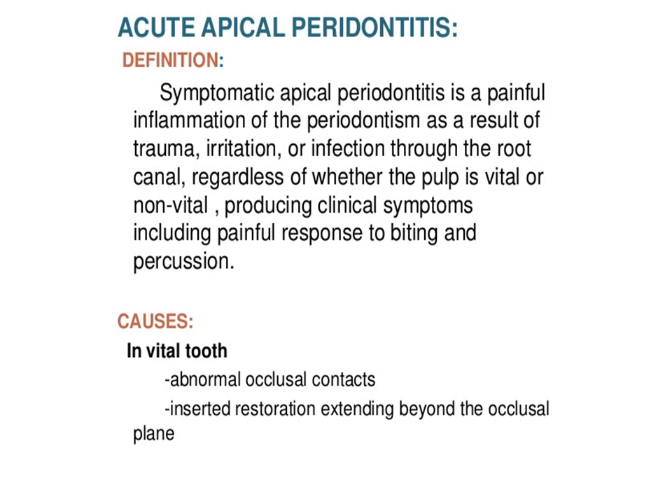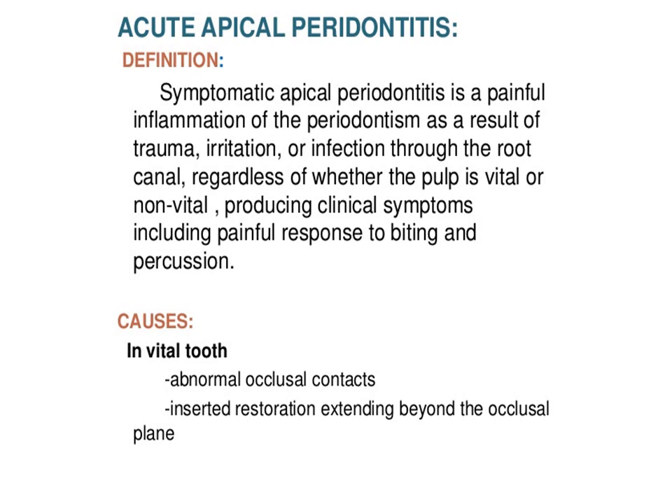As a symptom in apical periodontitis, it's a painful inflammation of the periodontium, maybe a result of trauma or irritation or infection, okay, through a root canal. So regardless if the pulp is vital or non-vital, it will produce some clinical symptoms. One of them, as I mentioned, is pain on biting, on eating, on chewing, and during percussion.